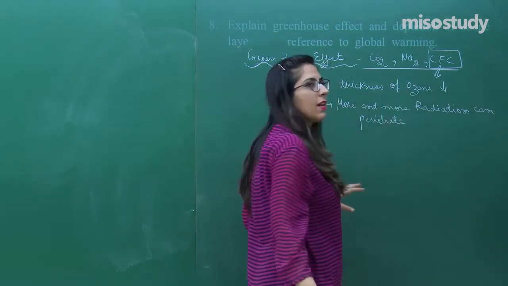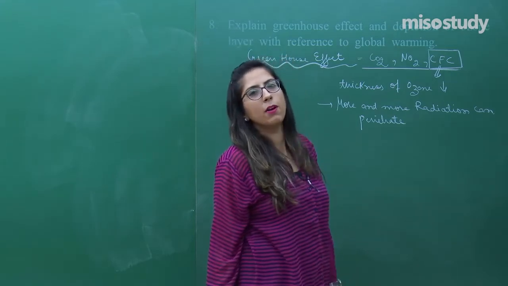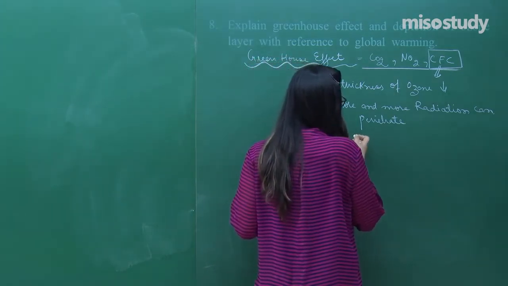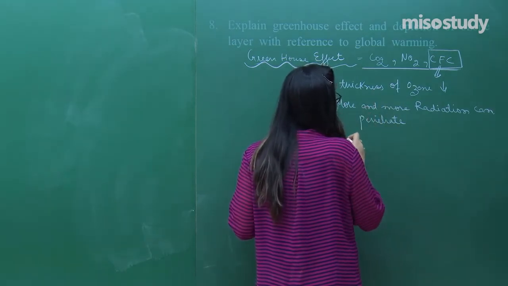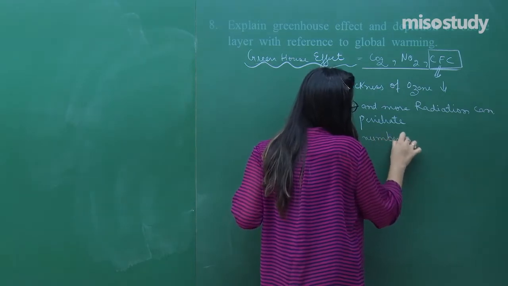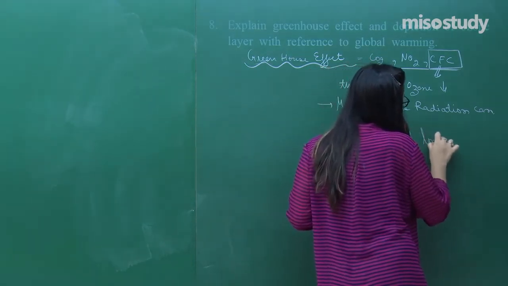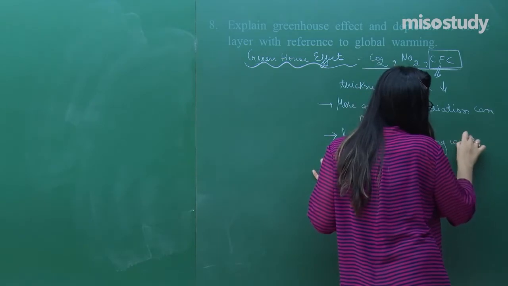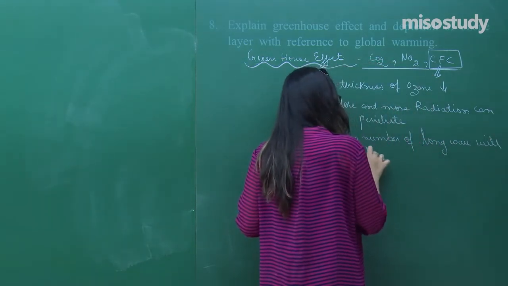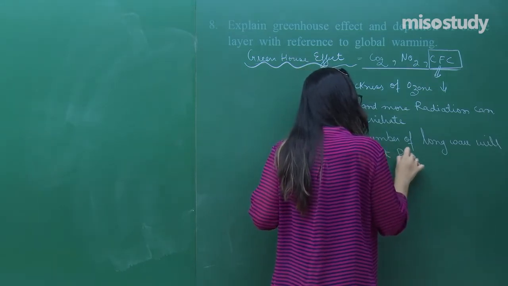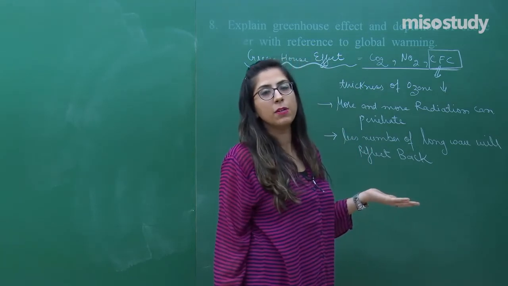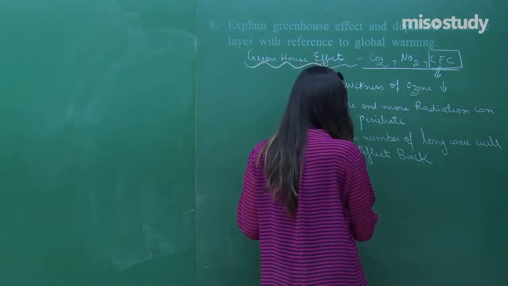The more greenhouse gases there are, the fewer of these long wavelength radiations will be able to escape out. So fewer waves, basically long waves, will reflect back. Why? Because they will be trapped in the gases.